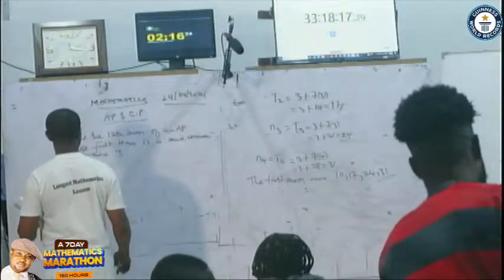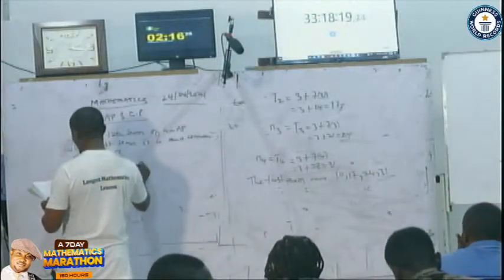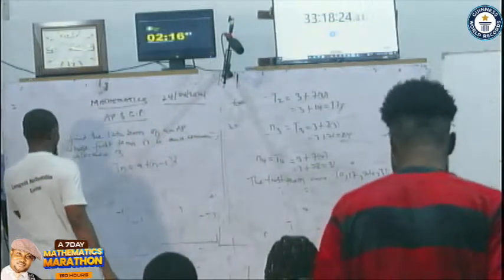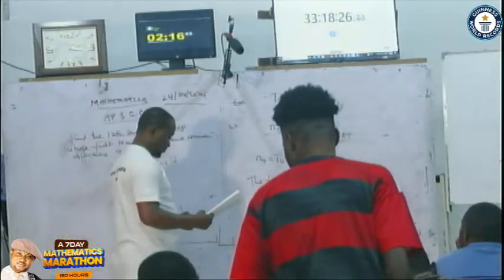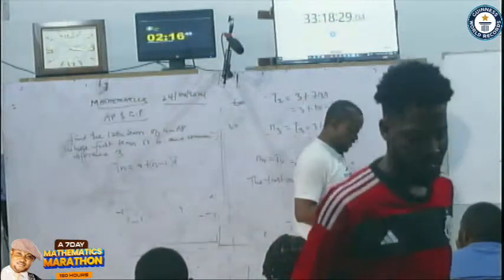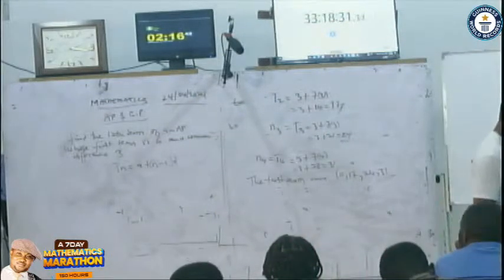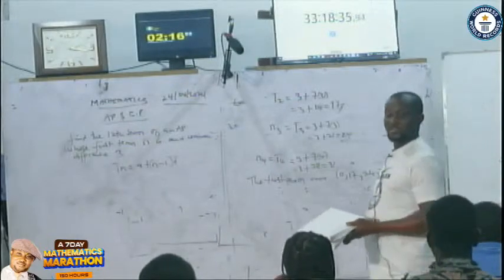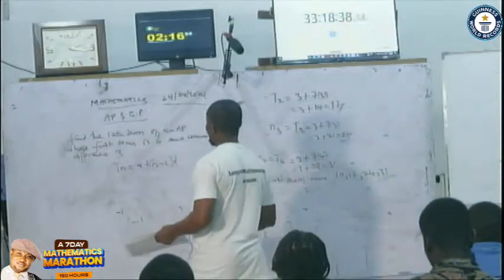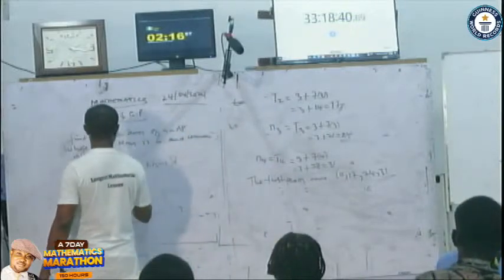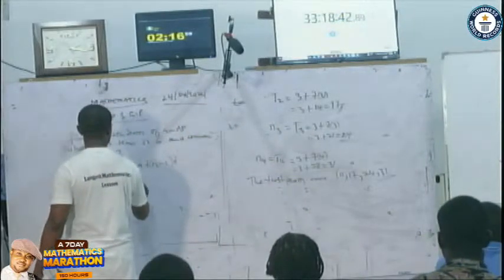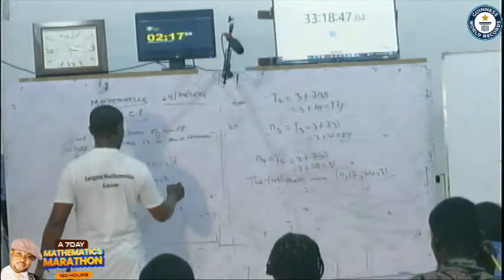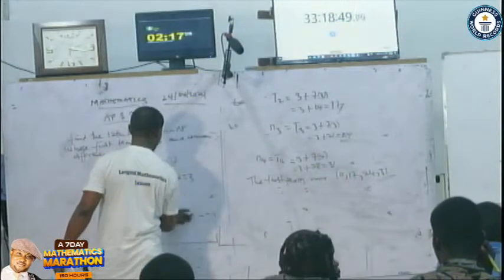With that formula, Tn equals A plus (n minus 1) D, you can use it to get the 12th term now. N is 12, my D is 3, and my A is 6. You can get the first term easily. So my A is 6, whose first term is 6, my n is 12, and my D is 3.